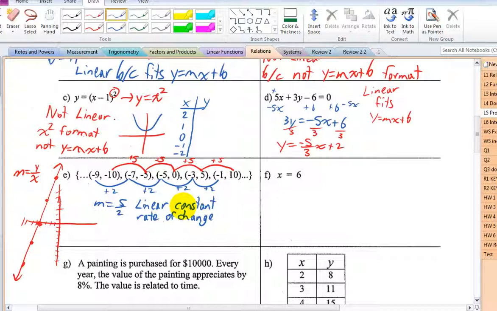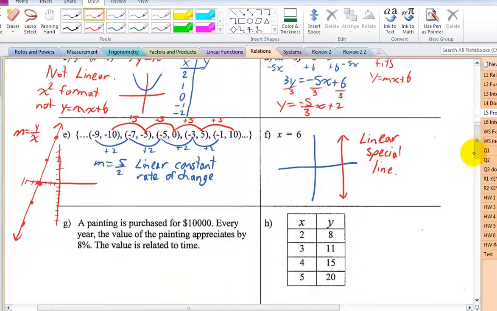Okay, F. I want you to plot that, please. Graph that. X equals 6. In your sleep, you should be able to plot that. So what do you think? X equals 6. Yeah, it's right here. So it's definitely linear. Right? It's a special line. Okay. So you can graph that one and say it's linear.